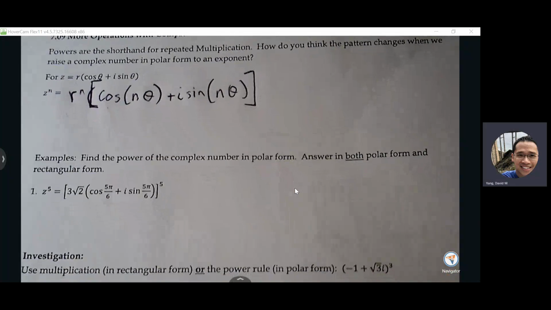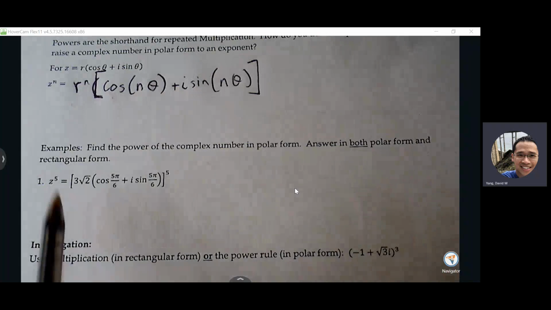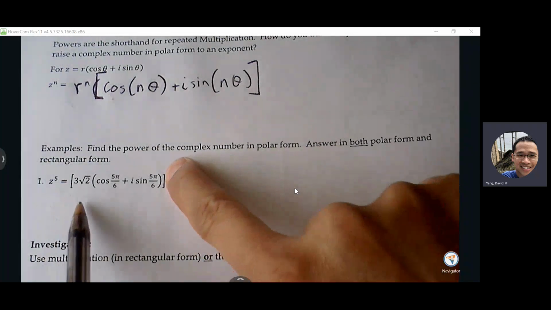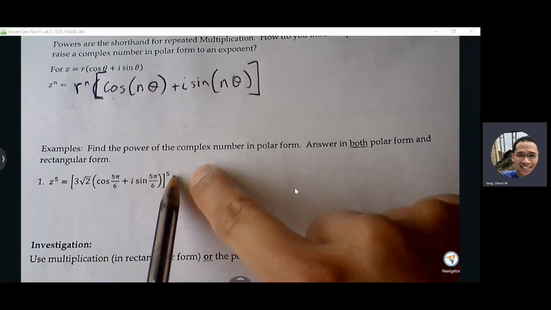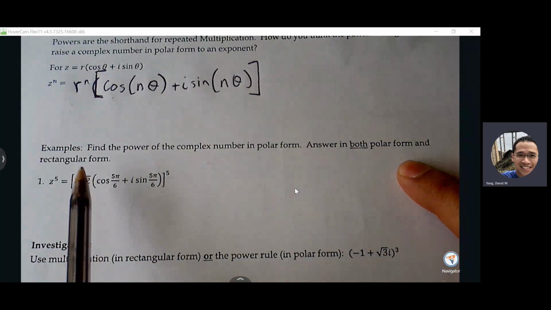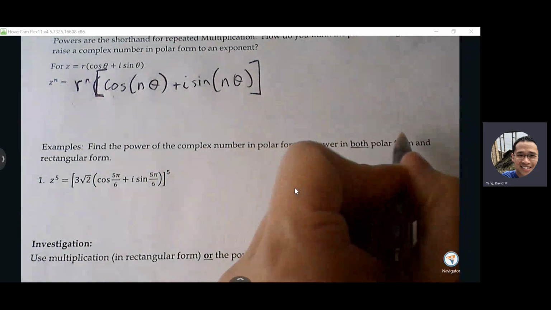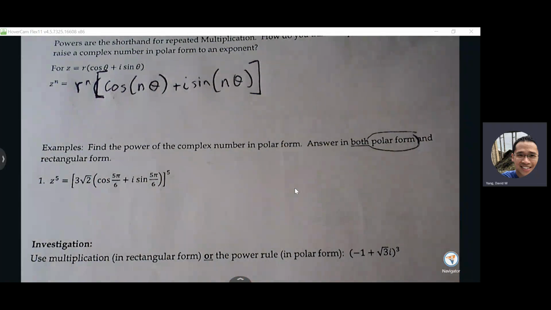So here's the example that we're going to follow here. Find the power of the complex number in polar form. So I want to find z to the 5th. Now z is just this complex number here. I'm going to raise it to the 5th power. It says answer in both polar and rectangular form. We're always going to try to work in polar form first. It just feels easier that way. And once you get through that polar form, then we can always convert to rectangular form by distributing through, getting rid of the theta and evaluating the cosine and sine.